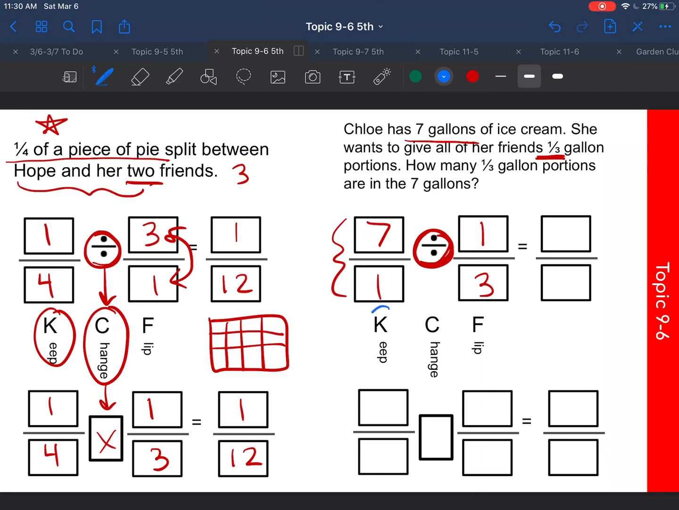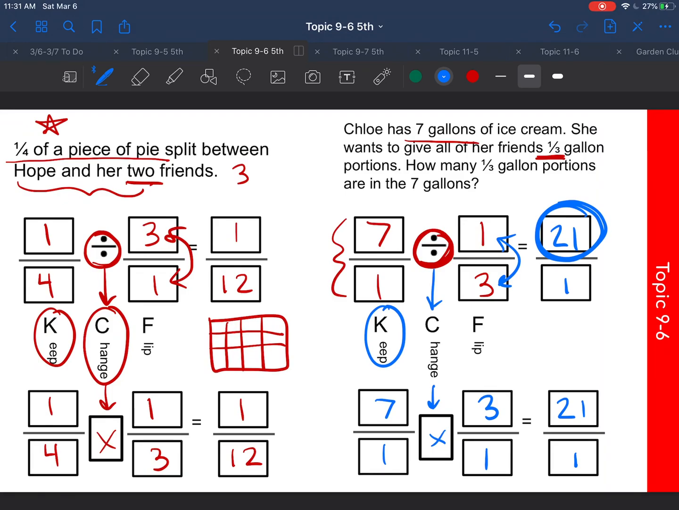So again, keep the 7 over 1. Always keep what's first, no matter what. Change the division to multiplication. And flip or find the reciprocal of 1/3, which is 3 over 1. So 7 over 1 times 3 over 1 is 21 over 1, or just 21. So in 7 gallons of ice cream, there are 21 1/3 gallon portions.